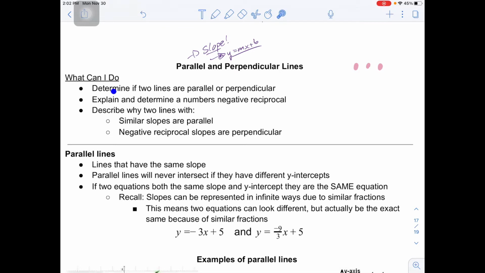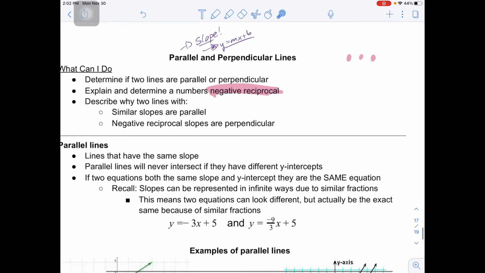Now, what are you going to be able to do here? Well, you have to be able to determine if two lines are parallel or perpendicular. You need to explain and determine a number's negative reciprocal. That's kind of a new word there, negative reciprocal, but we'll talk about what that means. And then you have to describe why two lines with similar slopes are parallel or negative reciprocal slopes are perpendicular.